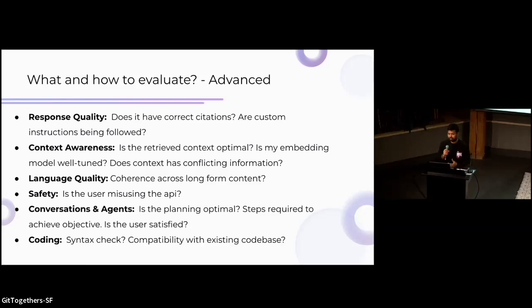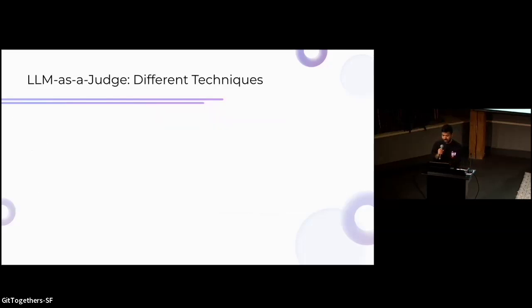And then finally, if you have a coding task, there are some code-specific checks in terms of whether the syntax is correct, whether it is compatible with the existing code base, whether it's performing well on the unit tests, and so on and so on. So yeah, these are the different dimensions. There are around 30, 35 plus dimensions on how to evaluate LLM quality. And now we will look at the different techniques. When we say we want to use LLM as a judge, we will dive into the different ways this could be done.